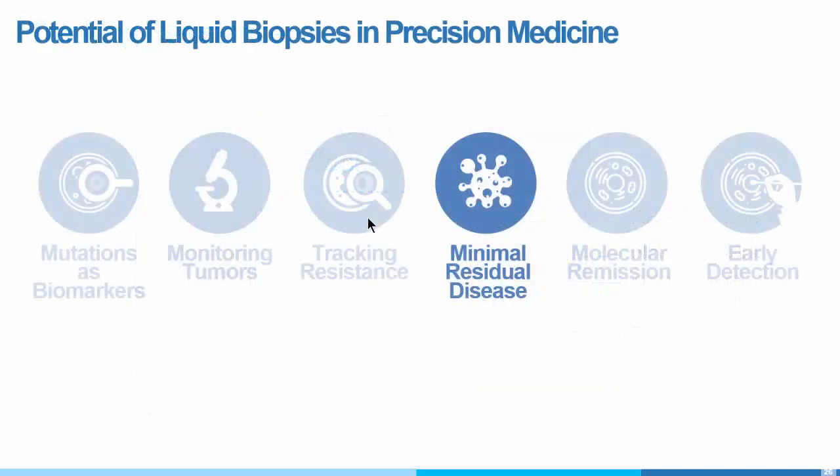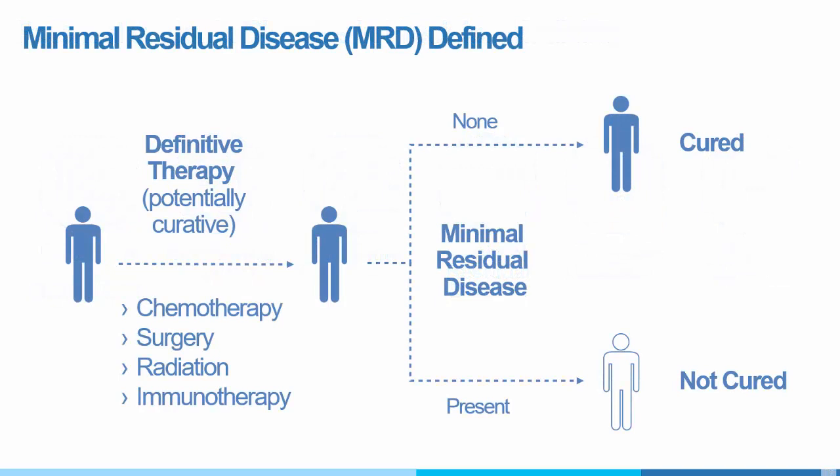So that was tracking resistance, and that was great because it allowed us to understand the biology of our therapies and maybe even change therapy in the midst of treatment to a more potent impact. But where could we really go where we can have an even bigger impact? This is the concept of minimal residual disease. And this is a concept that medical oncologists know very well.